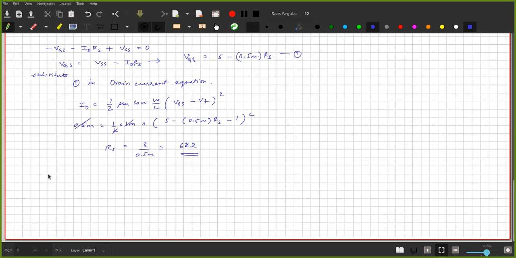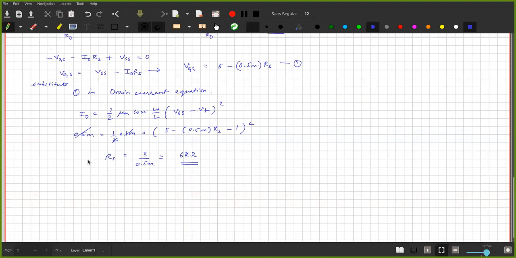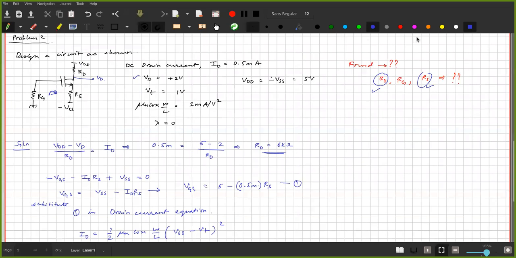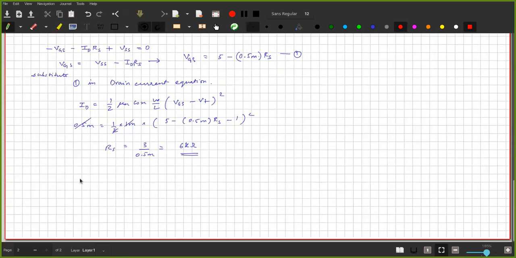Now I have to find the value of RG. Just for the sake of completeness, let us find this VS value. I think that is very simple. What you do is substitute the RS value in equation 1. So VGS is 5 minus 0.5 milli into 6 kilo. Kilo and milli will be cancelled. This is 3. So VGS is actually 2 volts.